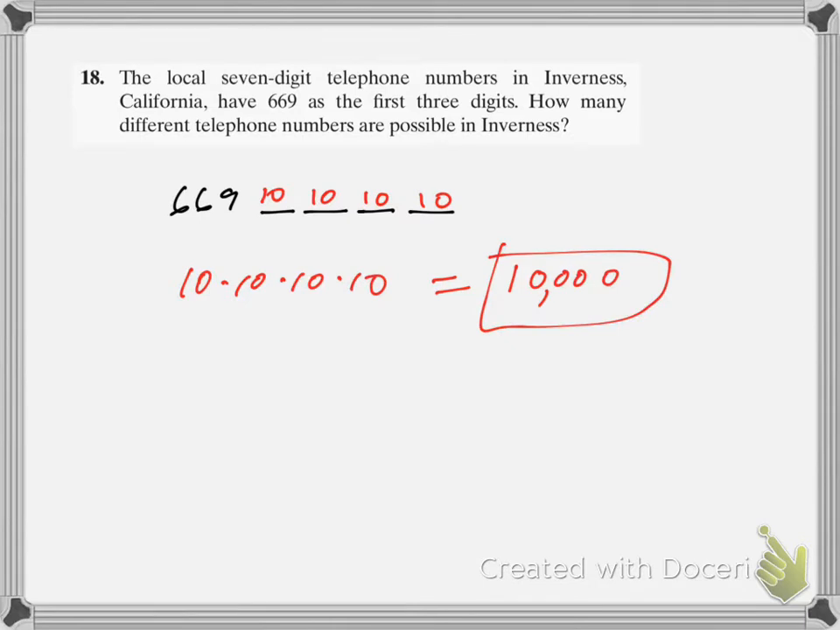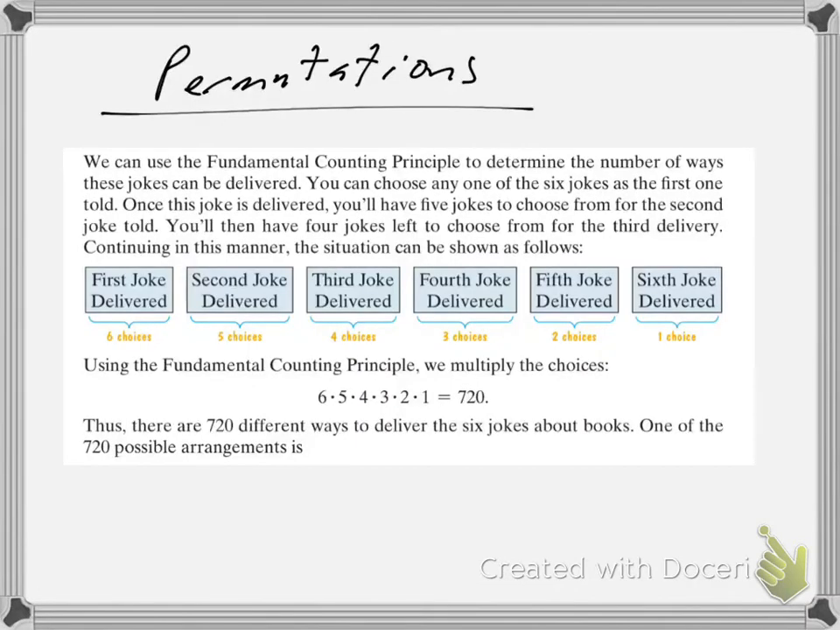Okay, that's it for 11.1. That wasn't too bad, was it? Okay, now we're going to move on to 11.2, and we're going to talk about permutations. So permutations is all the different ways that you can order things. We're going to use the fundamental counting principle first to think about some of these problems, and then we're going to build to what a permutation is.